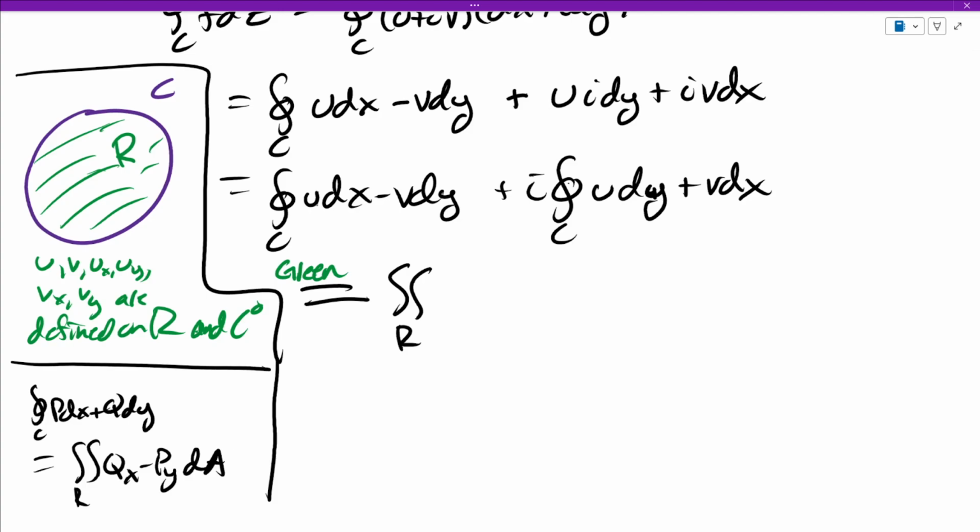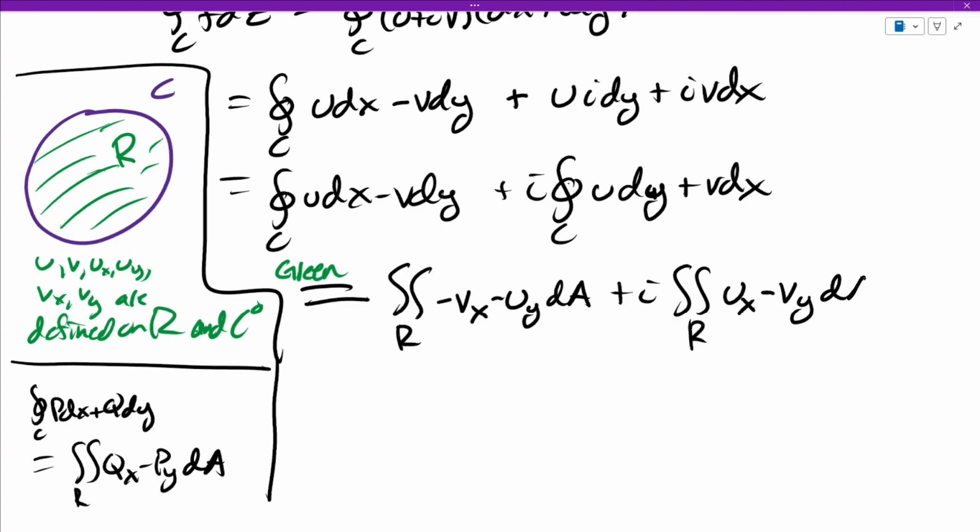So here p is u and q is negative v. So I'm going to get negative vx minus uy dA plus i times the double integral over R. Okay, so in this case, q is u and p is v. So I'm going to get ux minus vy dA.